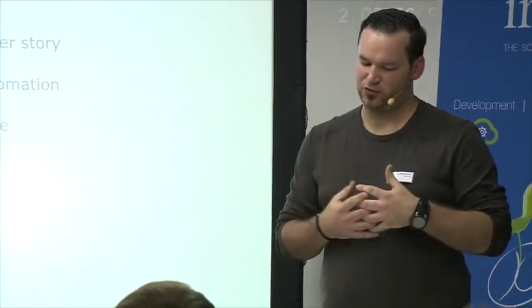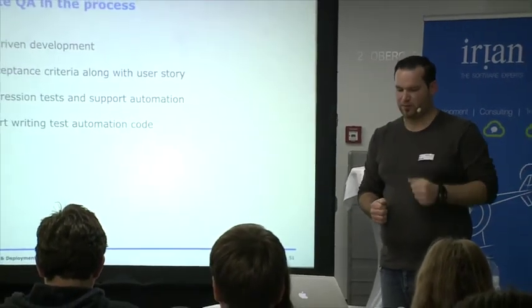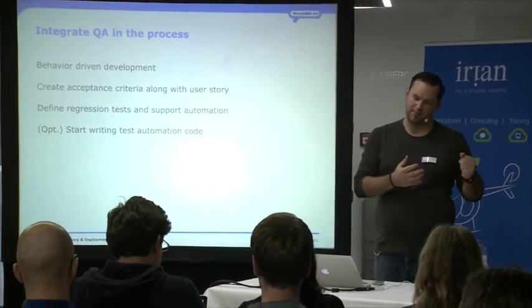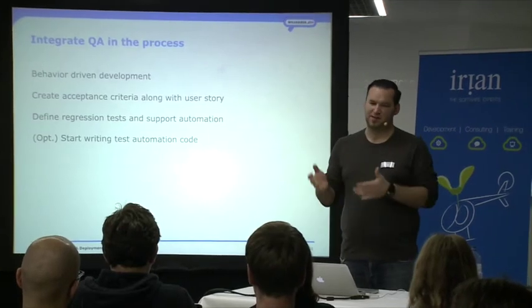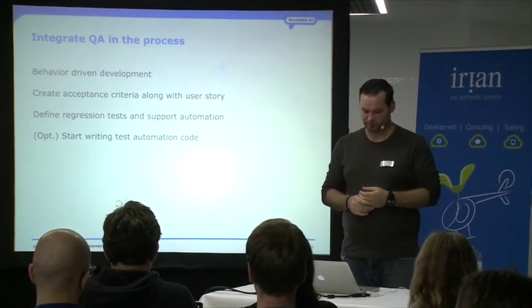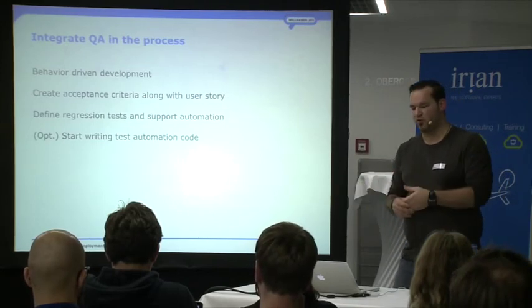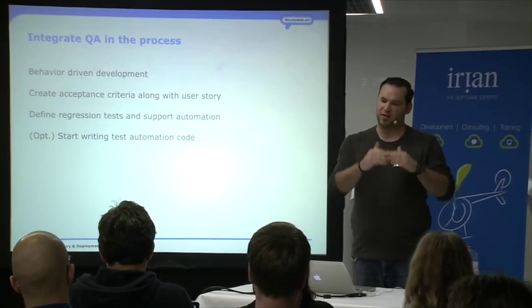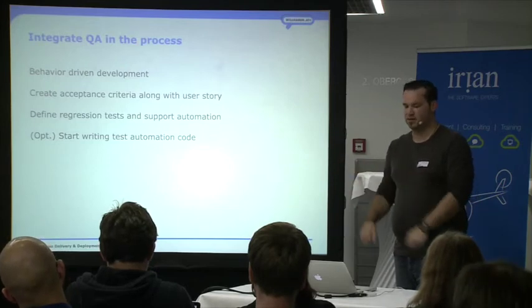So try really to find a way where you can integrate the quality assurance into your process, like using behavior-driven development. That's for example an approach where your quality assurance can define acceptance criteria that are automatically tested, for example with JBehave. Or they can create acceptance criteria along with a story. So if you define a story for your sprint, just ask the QA to create some kind of sheet and define which are actually the acceptance criteria that this story is done.